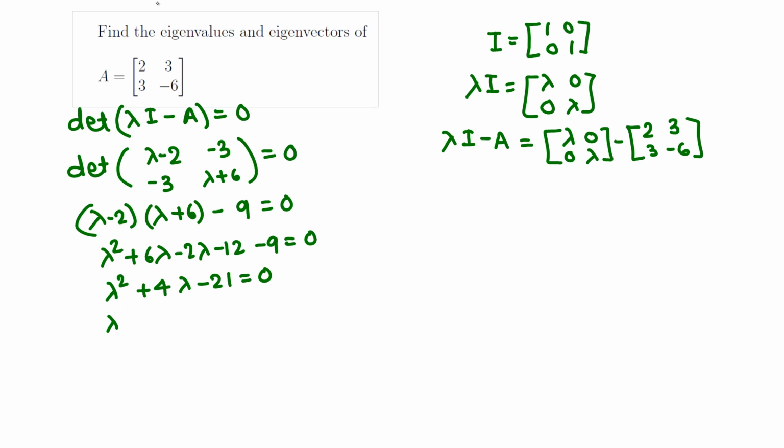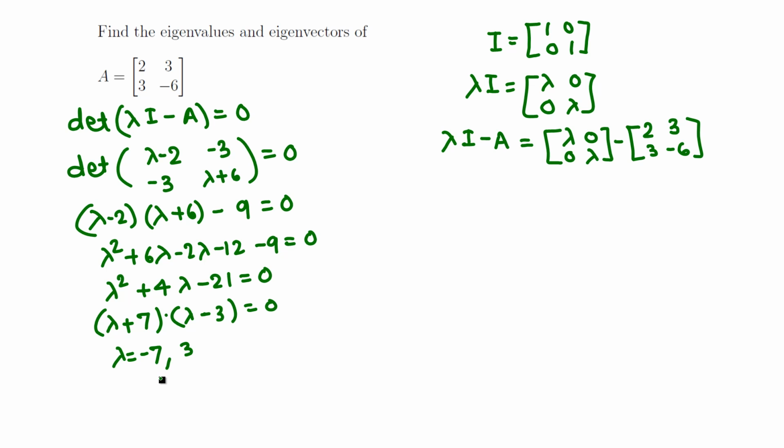So this is a trinomial. When we factor it this way, lambda, lambda, 7 times 3 is 21, and to get negative we need one negative and one positive, but plus 4, so plus 7 and minus 3. Now we got two factors, and the product of the two factors equals 0. That means lambda plus 7 equals 0, so lambda equals negative 7. From the other factor, lambda equals 3. So we now have two eigenvalues.